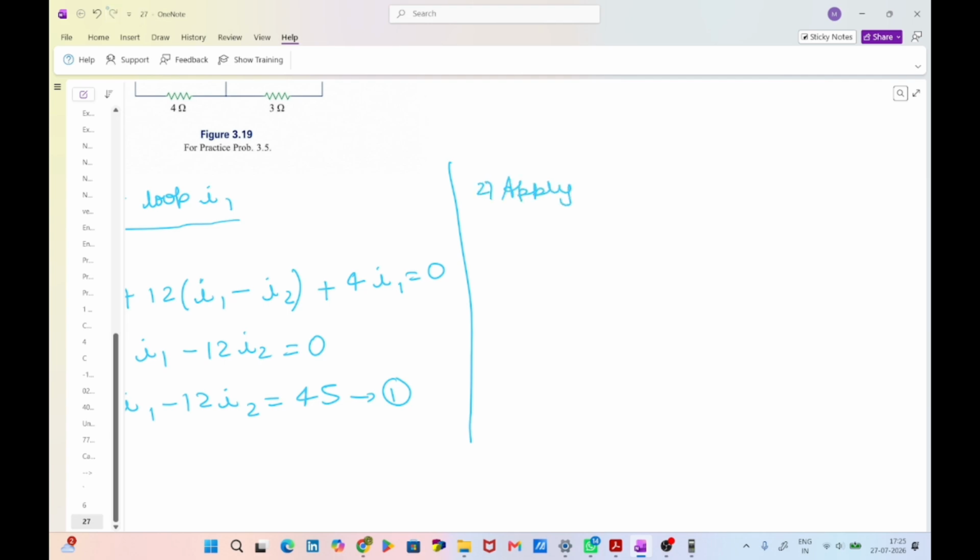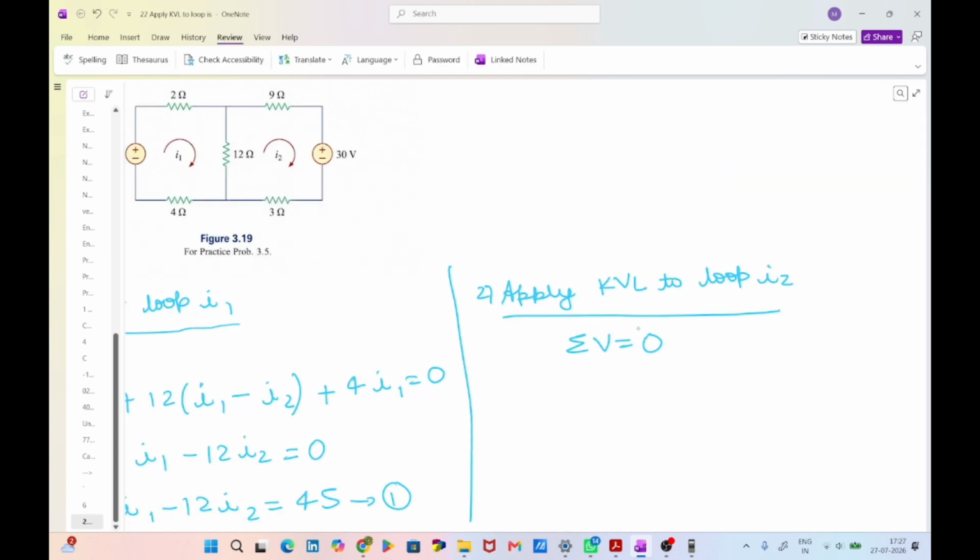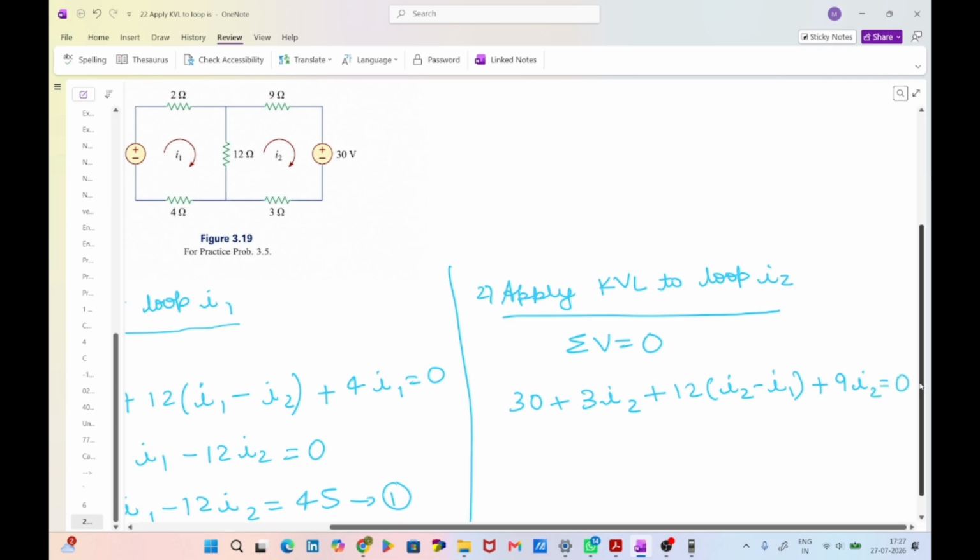apply KVL to loop I2. We know that the algebraic sum of voltages around a closed loop is equal to 0. Here initially the current passes through this place, so that 30 plus 3 I2 and then plus 12 (I2 minus I1) plus 9 I2 is equal to 0.